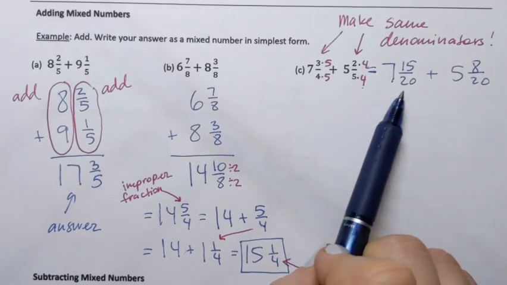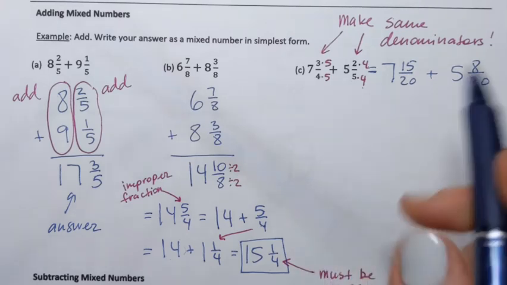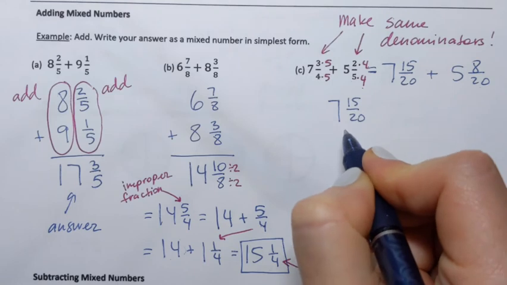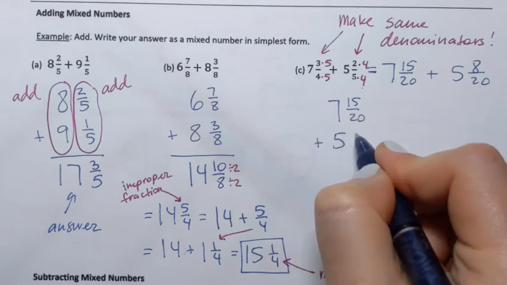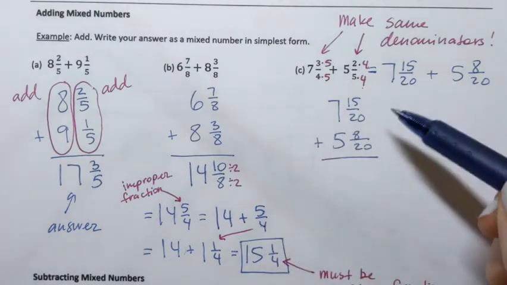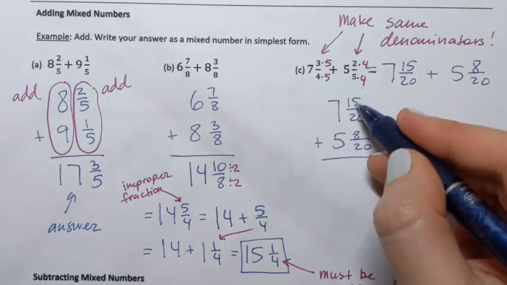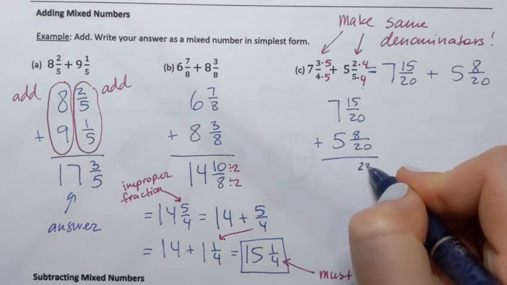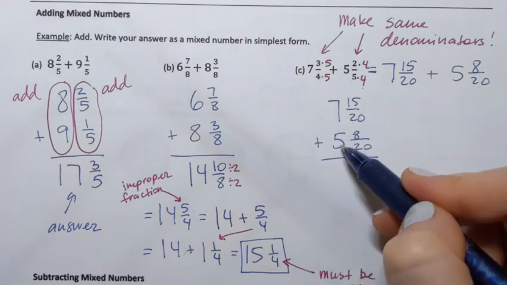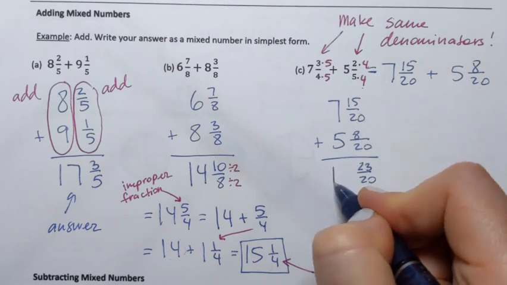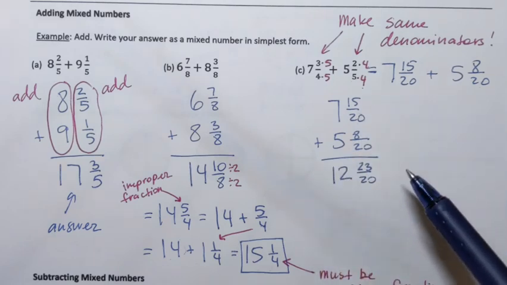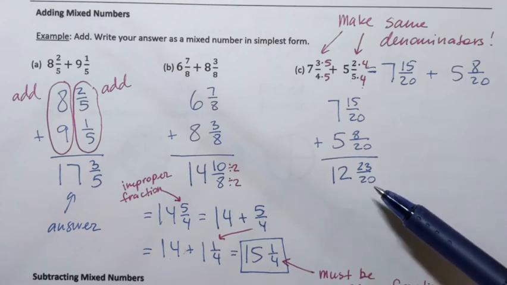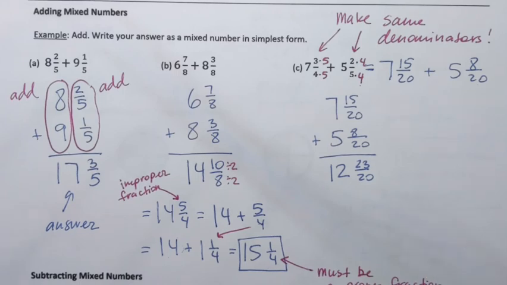Now, once denominators are the same, I can perform addition. So I will align those mixed numbers vertically. I will add fractions. 15 over 20 plus 8 over 20, that's 23 over 20. And then 7 plus 5, that's 12. Okay, is this the final answer? Not yet, right? Because this is an improper fraction. We have to change it to a proper fraction.